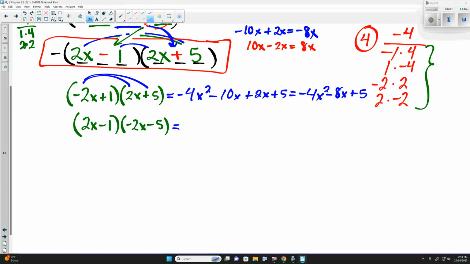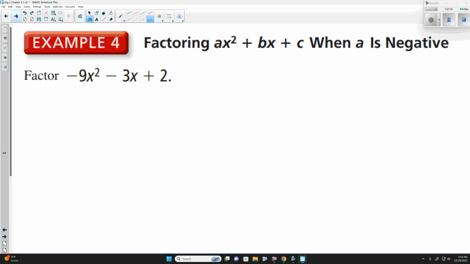This other one here, 2x times negative 2x is negative 4x squared. 2x times negative 5 would be negative 10x. Negative 1 times 2x is plus 2x. And negative 1 times negative 5 is plus 5, which gives us negative 4x squared minus 8x plus 5. So they are the same thing, it's just how we apply that negative back in. Any one of these three is correct. I think it might be a little bit easier just to take the negative out and not worry about it. Questions on this here?